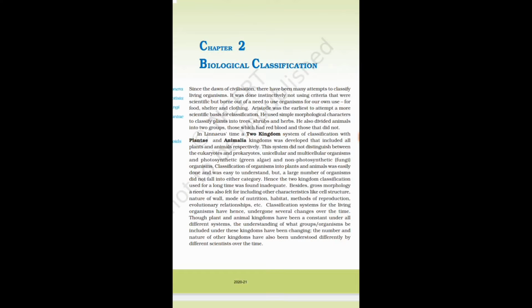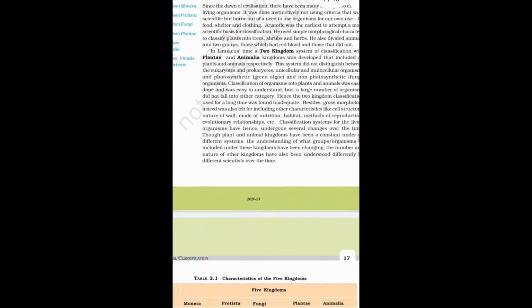Classification systems for living organisms have hence undergone several changes over time. Though the plant and animal kingdoms have been a constant under all different systems, the understanding of what groups of organisms should be included under these kingdoms has been changing. The number and nature of other kingdoms have also been understood differently by different scientists over time.